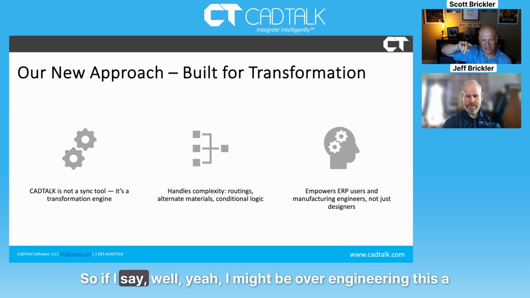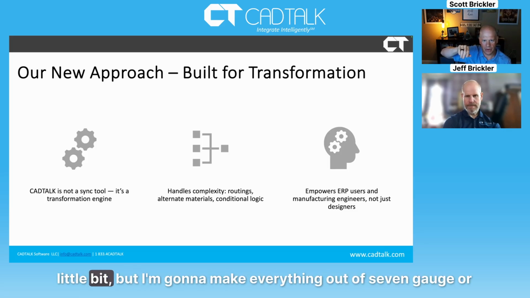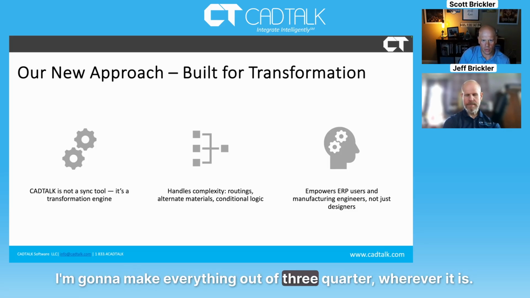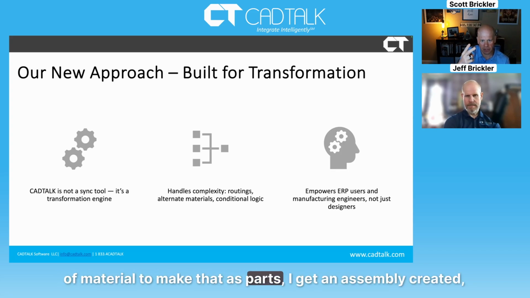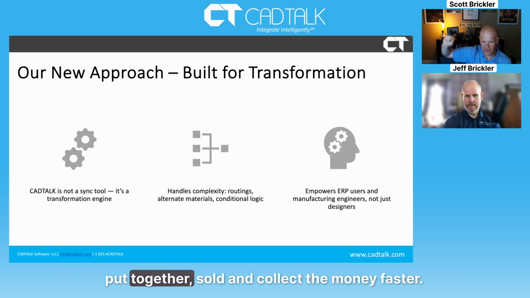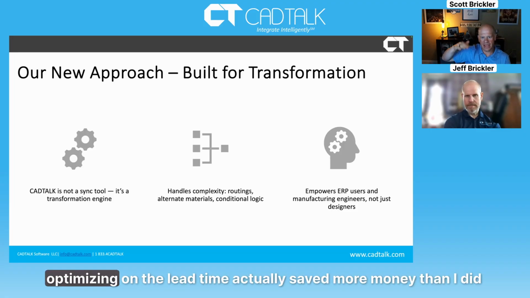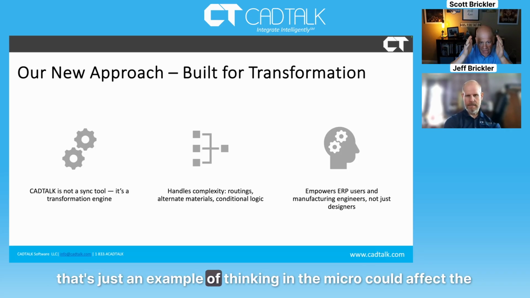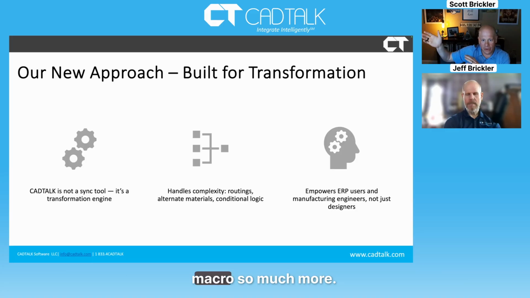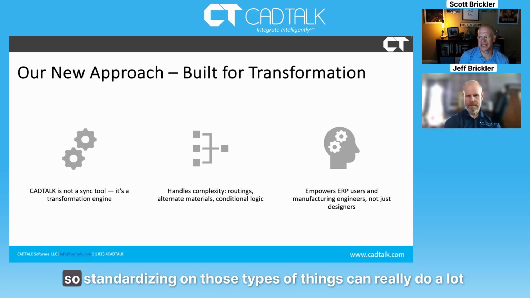So if I say, well, yeah, I might be over engineering this a little bit, but I'm going to make everything out of 7 gauge, or everything out of 3/4, wherever it is, now I've got 2 changes of material to make the parts. I can get an assembly created, put together, sold, and collect the money faster. So optimizing on lead time actually saved more money than trying to save a little bit of material. That's just an example of how thinking in the micro can affect the macro so much more. Standardizing on those types of things can really do a lot for you as a manufacturer.